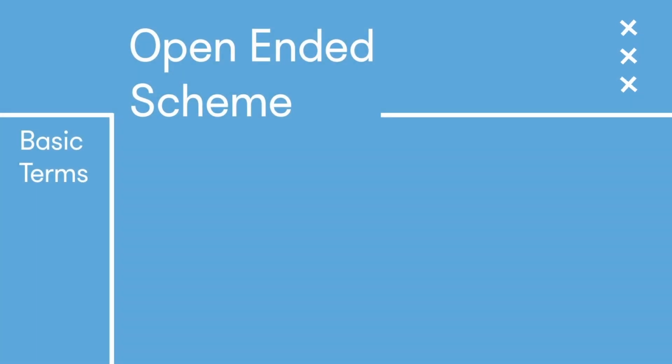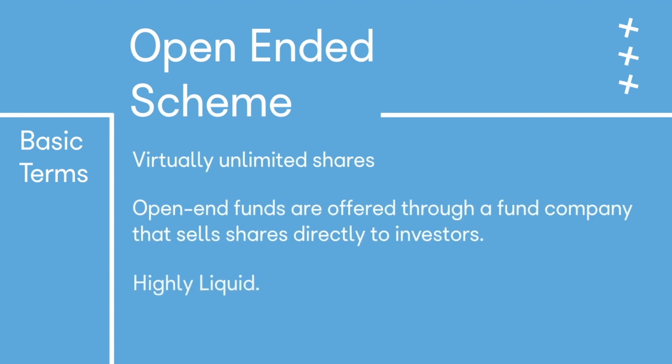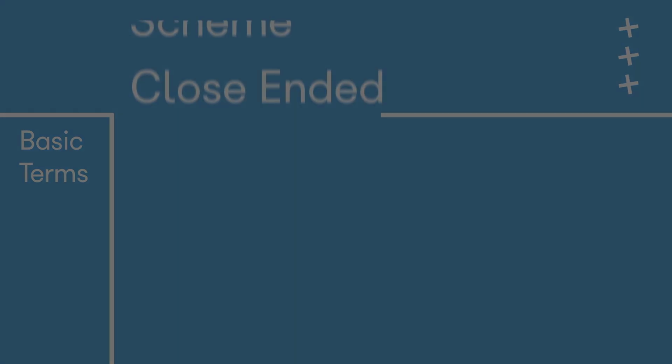Open ended scheme. So they have virtually unlimited shares. An open end fund issues shares as long as buyers want them. It is always open for investments, hence the name open end fund. Open end funds are offered through a fund company that sells shares directly to investors. These schemes are highly liquid as buying and selling can be done anytime.